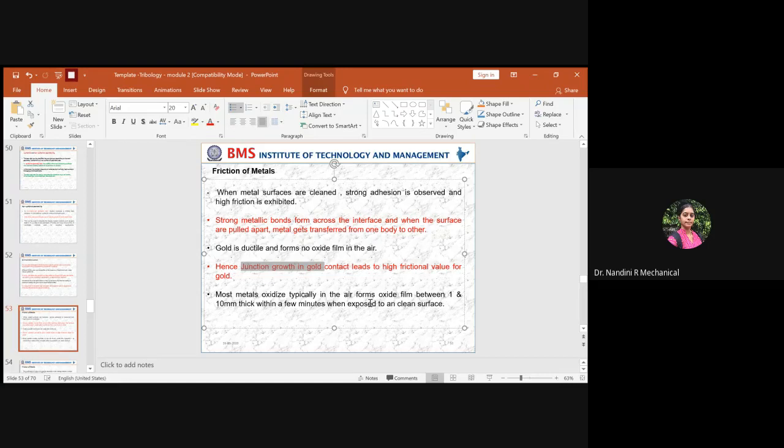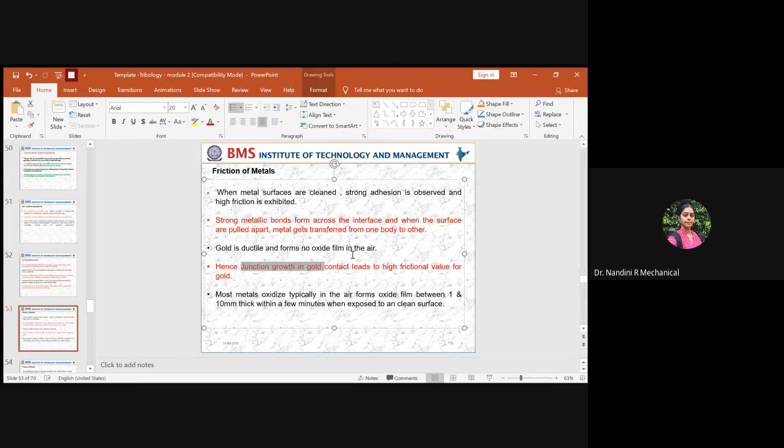Now, due to no oxide film across the air, the amount of penetration of asperities from the hard body into the soft body increases, and as a result the junction growth increases and the area of contact also increases. So this leads to a high frictional value. This is just an example for gold.